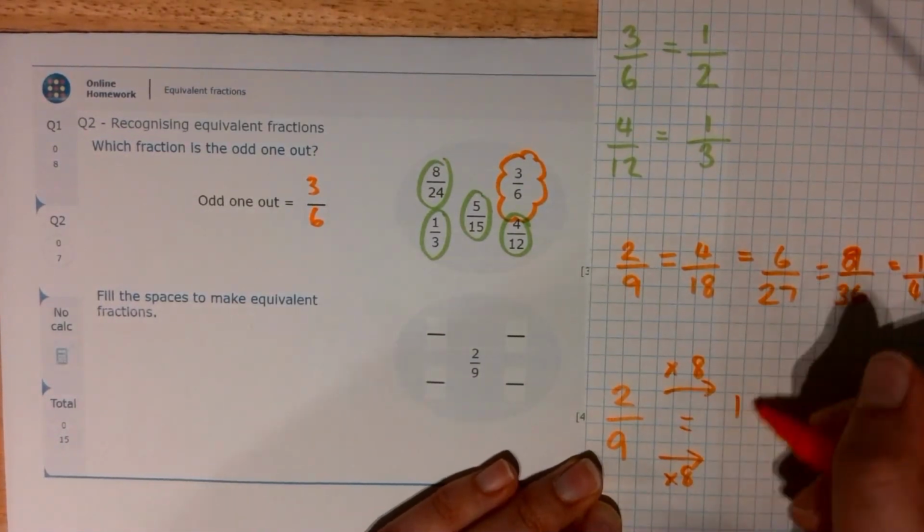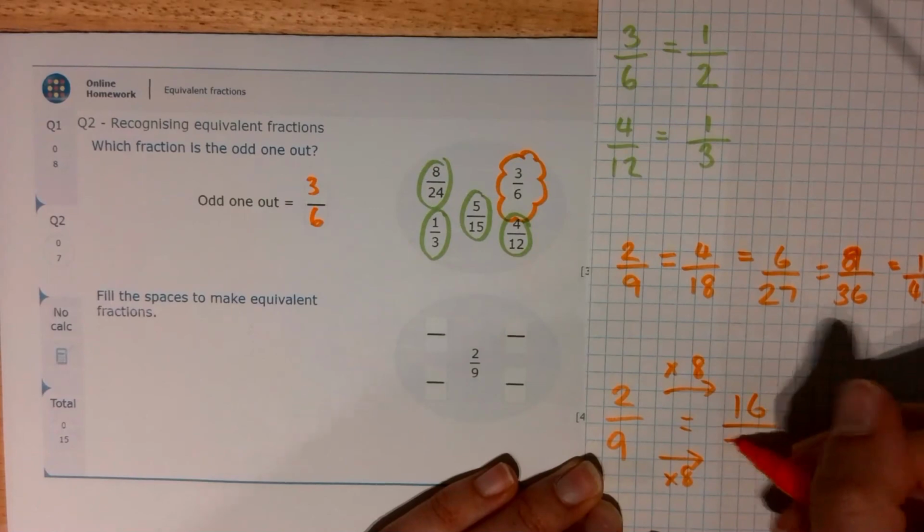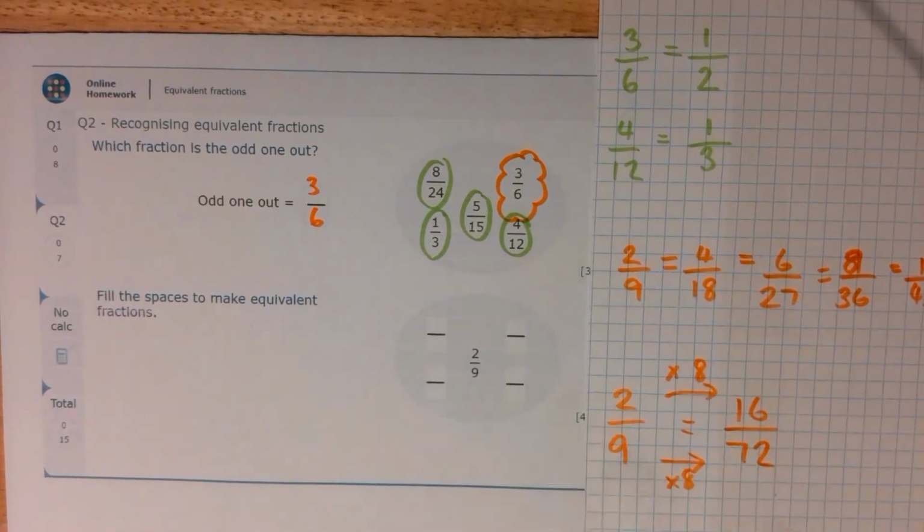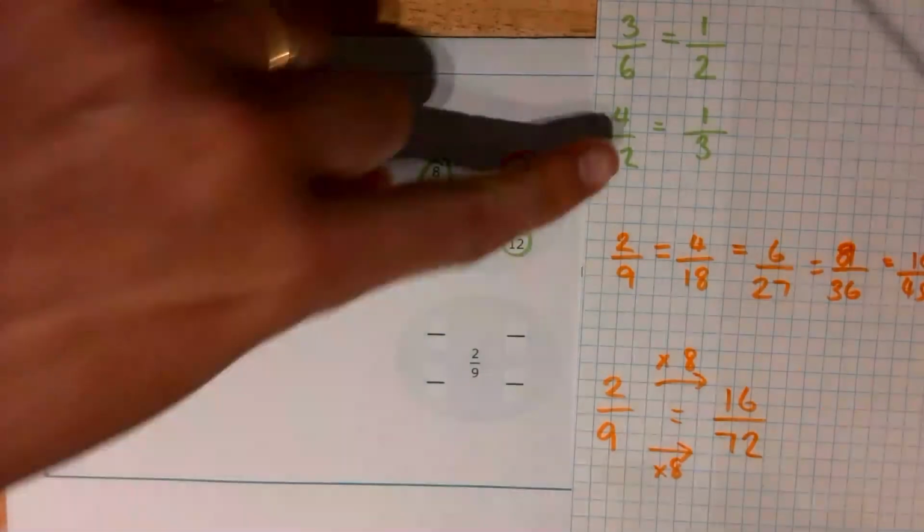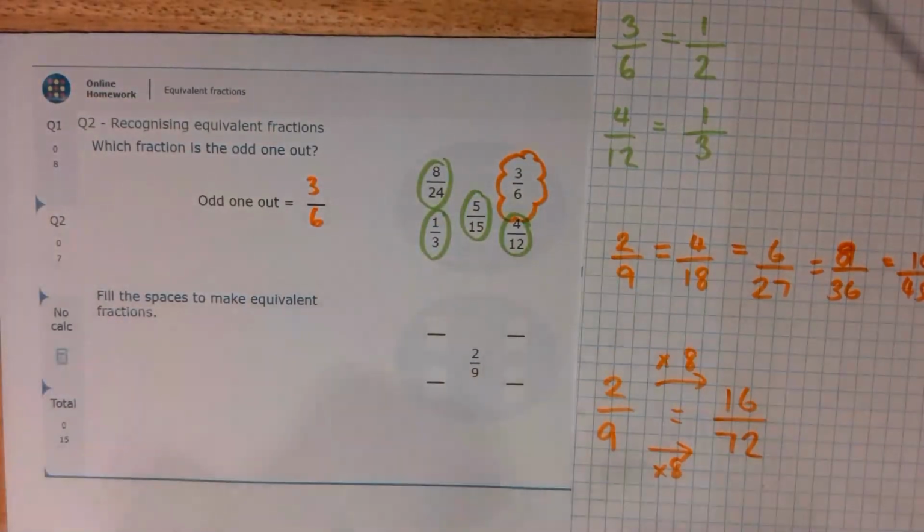2 times 8 is 16. 9 times 8 is 72. Either of those methods will work. This one is quicker, this one is more interesting. Up to you which method you use.